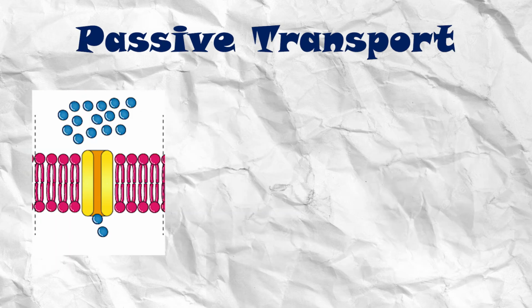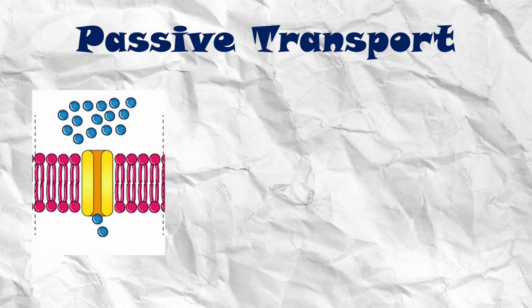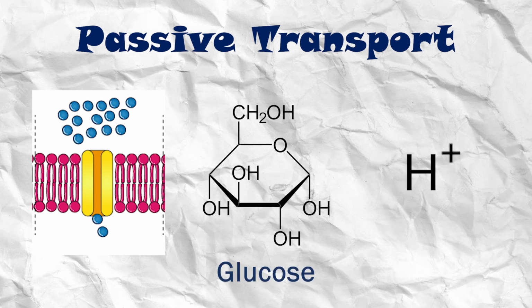Next, facilitated diffusion. Facilitated diffusion is similar to simple diffusion. Instead, it uses protein channels to help certain molecules move across the membrane. These are reserved for molecules that aren't permeable to the membrane, such as larger molecules or ions.